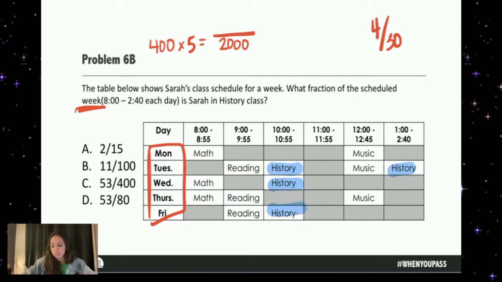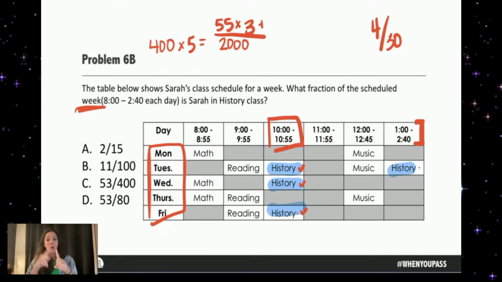The most common error is people are going to see that this is a 55-minute block, and they're going to do 55 times 4. However, history is 55 minutes here, but it is not 55 minutes here. So we can do 55 times 3, but then we have to add whatever this chunk is, which is a whole hour from 1 to 2. So that's 60 minutes plus an additional 40 minutes to get from 2 to 240. Then we have our fraction.